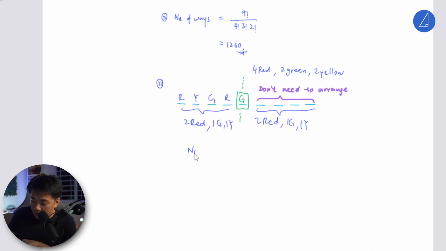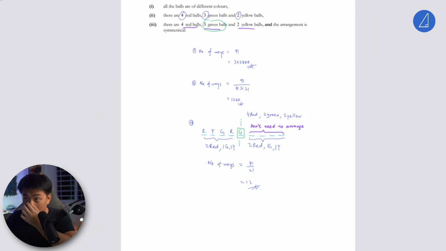So the number of ways that you need is, you only need to arrange one side. So that will be 4 factorial divided by 2 factorial, because you have 2 identical red balls. So the answer will be 12. Okay, 12 ways. So that's how you do this question here proficiently. If you have any questions, please do let us know.